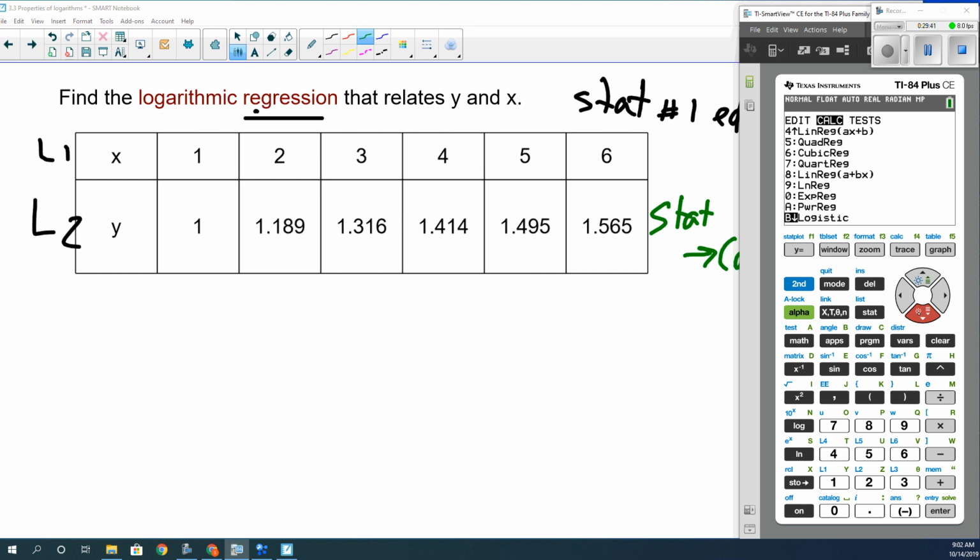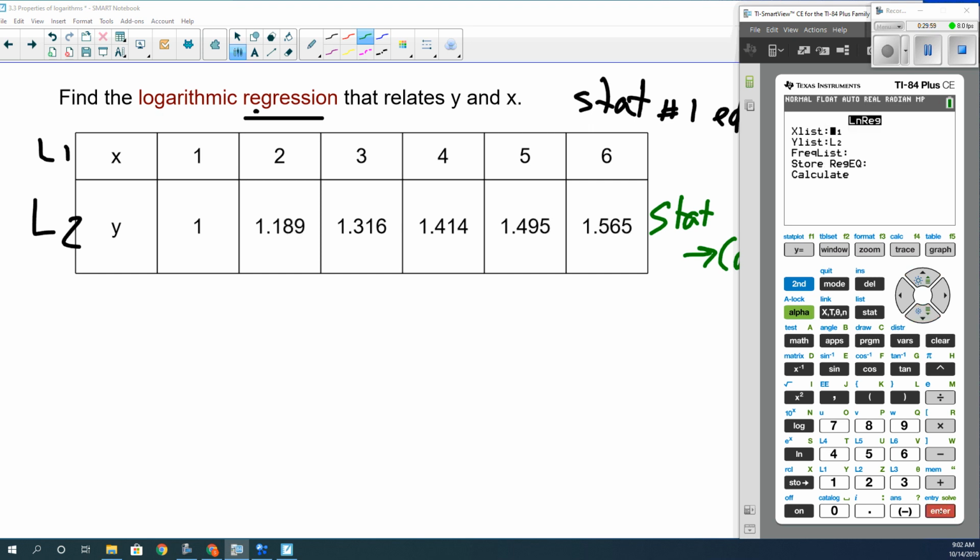Logistic is different than logarithmic. Okay, even though they both start with like a log, logistic is not logarithmic. The ln is the logarithmic. And then I have a sine. Okay, so I have a whole bunch of different options. So I just pick the one based on what it tells me. So I'm going to choose the natural log.